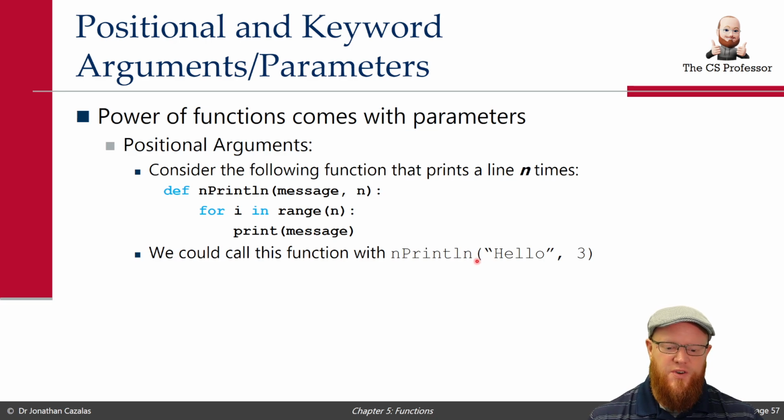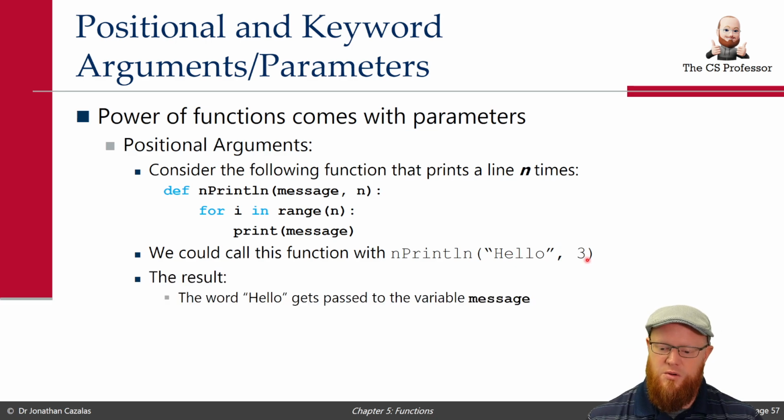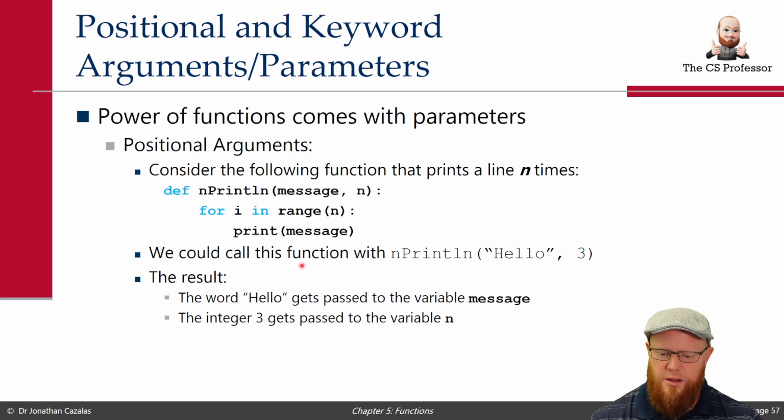So if we called this function with 2 parameters, the first parameter is the string hello, the second parameter is the number 3, the result would be we would print hello 3 times on 3 different lines. I think any listener right now understands that, right? It's pretty clear. The word hello is going to be sent over and saved inside this variable message, and the number 3 gets saved inside n.